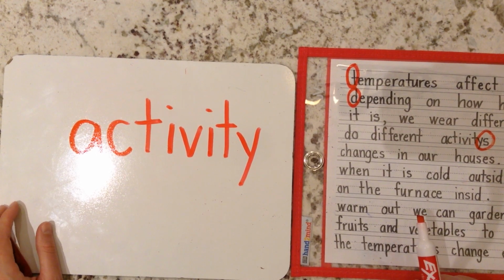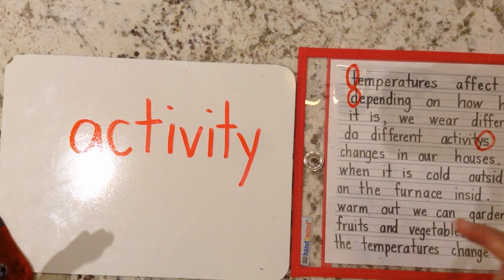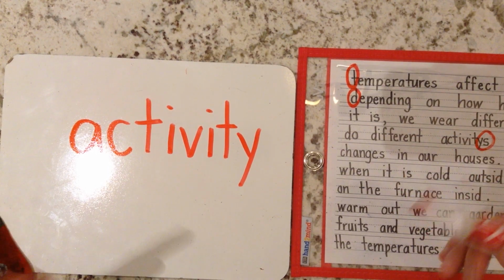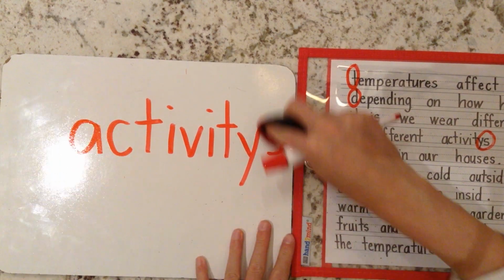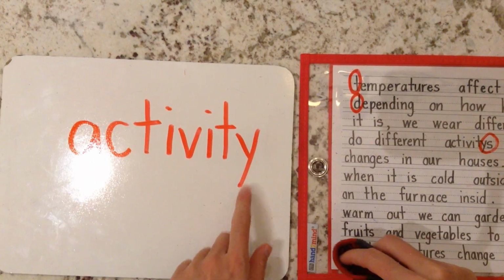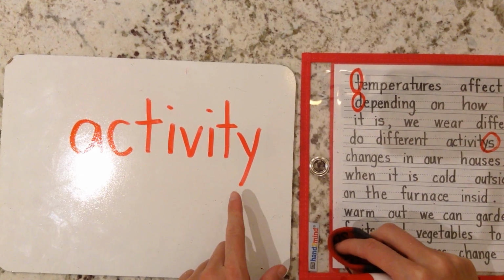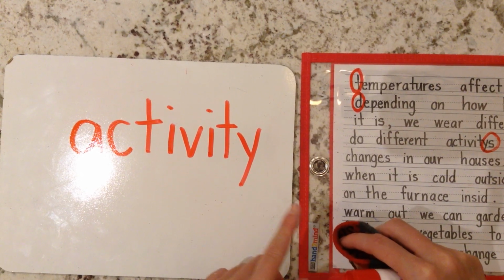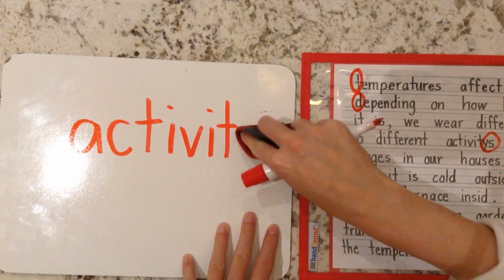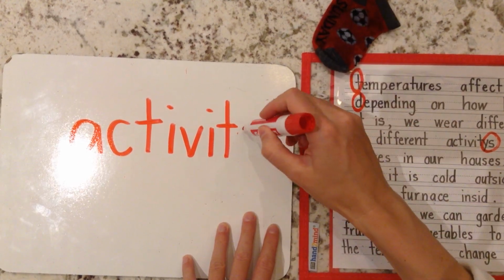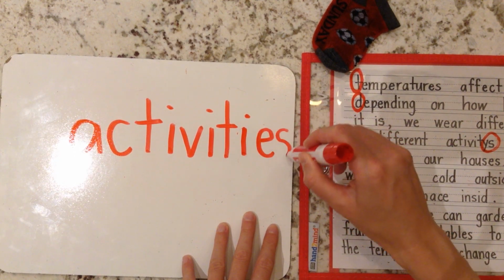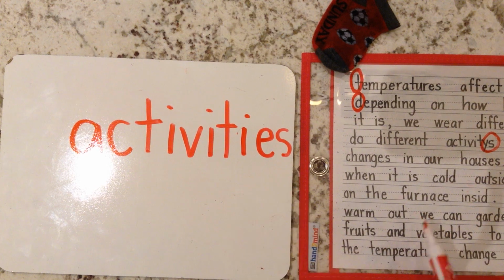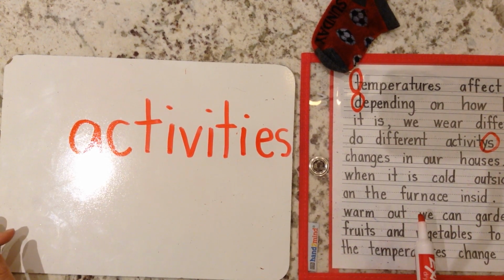Activity. So the rule is, if you want to say there is more than one activity, as in there are many activities, you can't just add an S. Before you do it, you have to change the Y to an I, then add ES, like this. Change the Y to an I, then add ES. Now it says activities. This rule can be applied to many words that end in a Y.